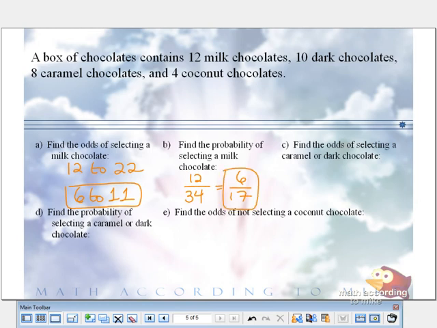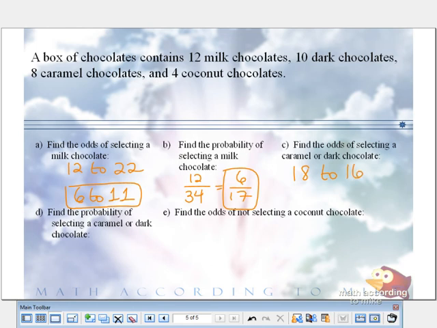Okay. C is just like A. Find the odds of selecting caramel or dark chocolate. We're assuming that the caramel one is not the same as the dark chocolate one, otherwise I'd have to give that information. In other words, they're mutually exclusive. How many caramels are there? 8. And how many dark chocolates are there? So how many caramels or dark chocolates are there? 18.